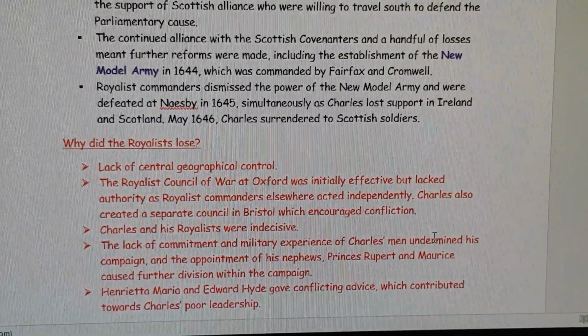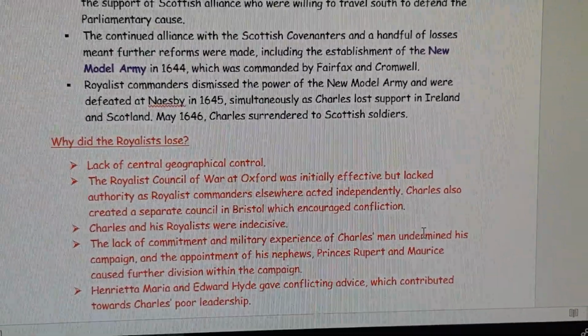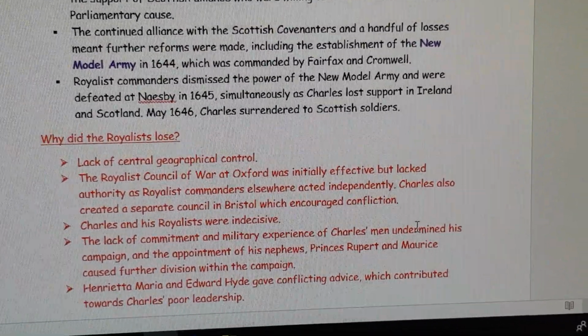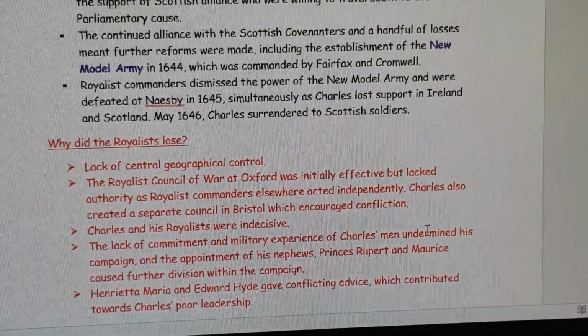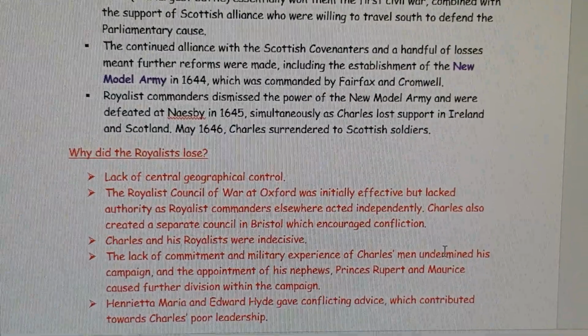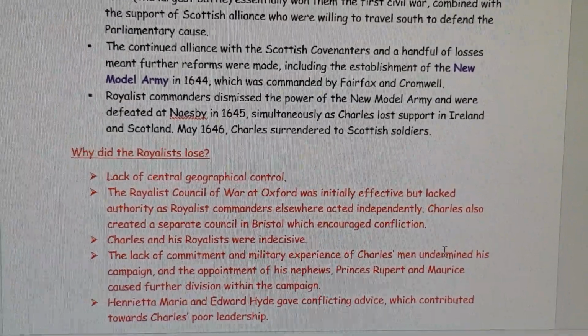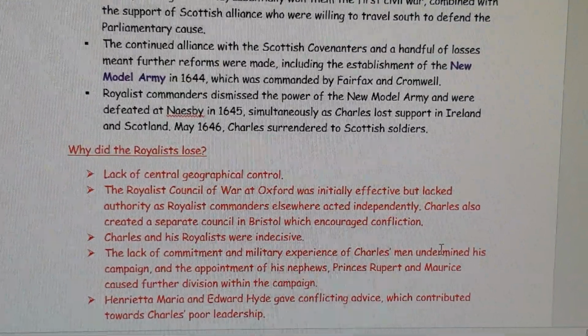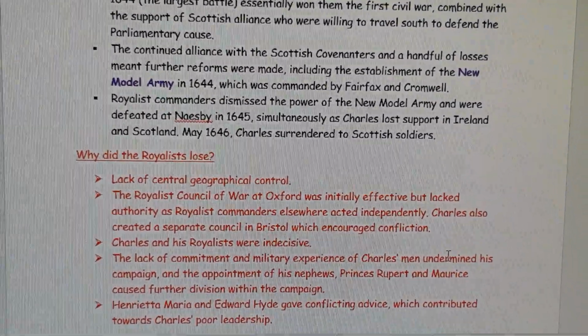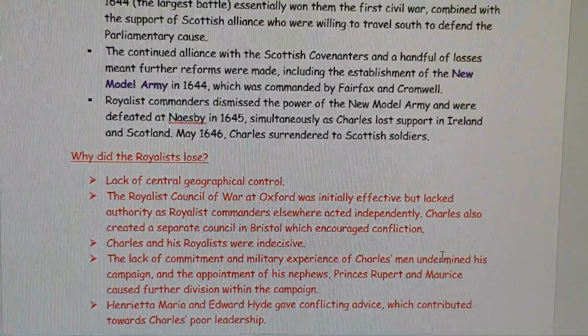Simultaneously, so at the same time as Charles lost support in Ireland and Scotland. You need to remember that we don't have a sequence of events that are blocked at separate times in this period, that things do overlap. So Charles lost the support in Ireland and Scotland at the same time that they were defeated at the Battle of Naseby by the New Model Army, which they initially underestimated. And as a result of that, in May 1646, Charles surrendered to Scottish soldiers.